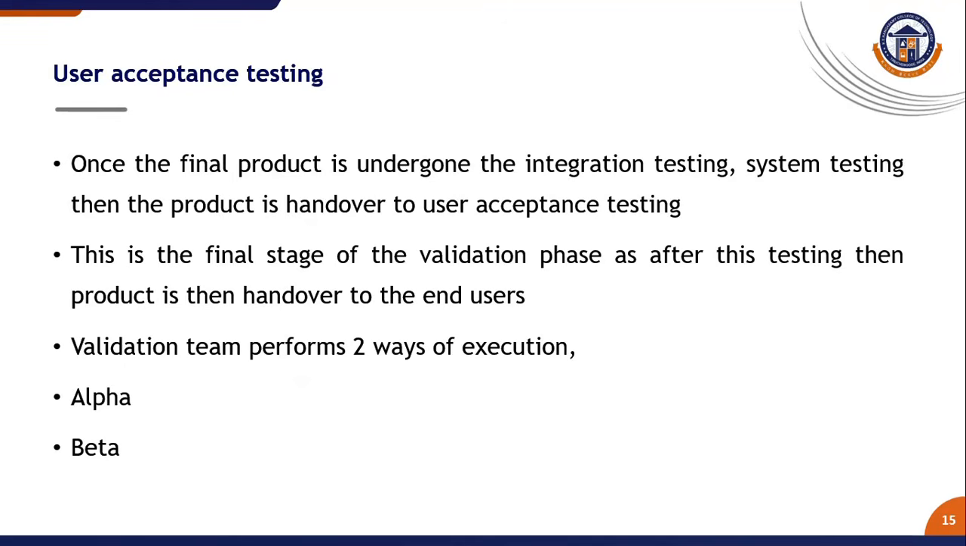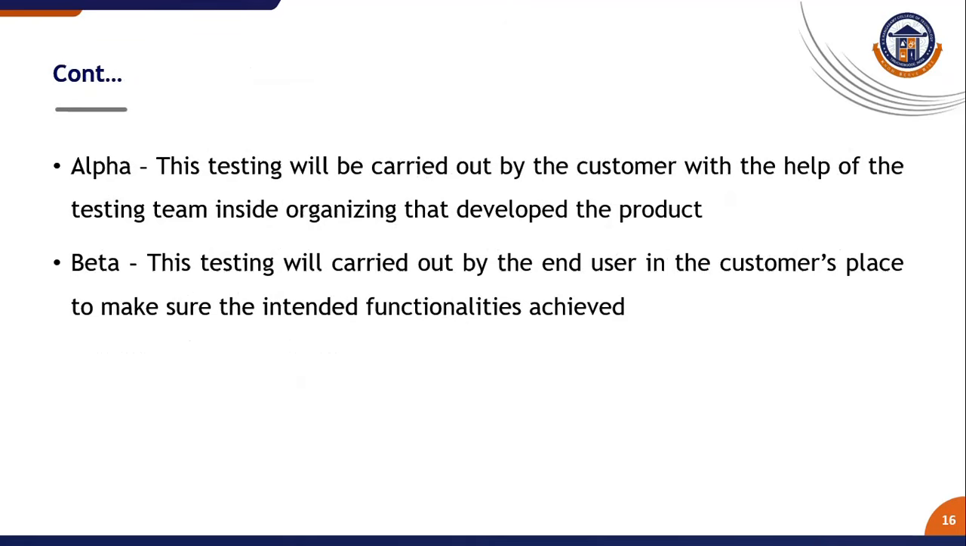User acceptance testing. The final product has undergone integration testing and system testing, then the product is handed over to user acceptance testing. This is the final stage of the validation phase, as after this testing the product is handed over to the end users. The validation team performs two ways of execution: one is alpha testing and the other is beta testing. Alpha testing will be carried out by the customer with the help of the testing team inside the organization that developed the product. Beta testing will be carried out by the end user at the customer's place to make sure the intended functionalities are achieved or not.